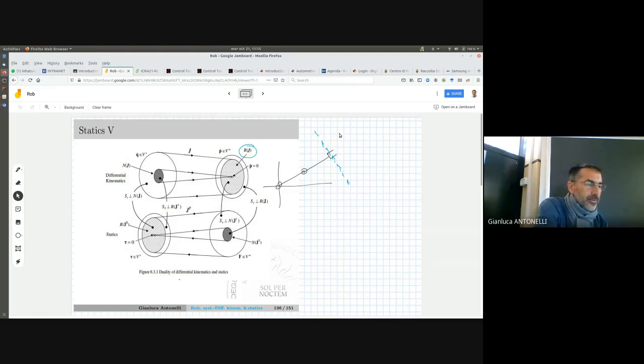Now, I understand intuitively that the null space of J transpose here is any linear force acting here. Because a linear force here is just absorbed by the mechanical structure of the planar robot. So it means that I visualize this one.